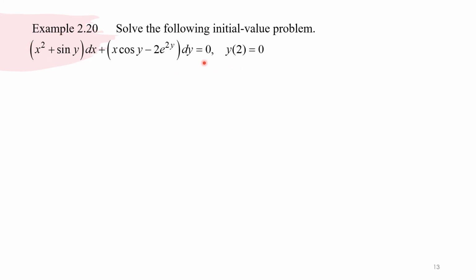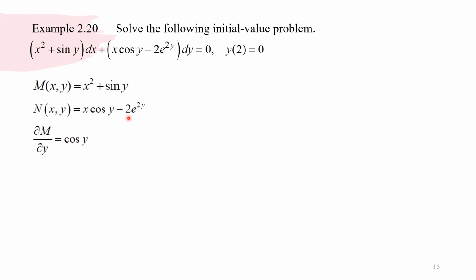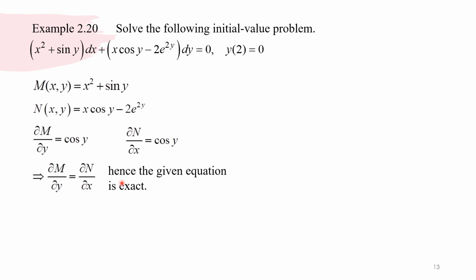So let us firstly solve this differential equation. We are going to test whether this equation is exact or not. We identify M as x squared plus sin y and N as x cos y minus 2e to the power of 2y. To test for exactness, we evaluate the partial derivative of M with respect to y and the partial derivative of N with respect to x. It seems that both have the same result. Del M del y is cos y and del N del x is also cos y. Since these two are equal, we conclude that the equation is exact.